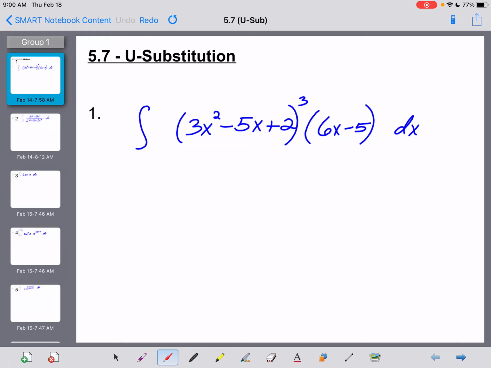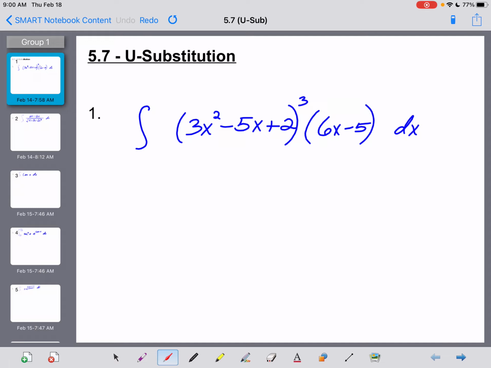We're looking at an indefinite integral of a trinomial, 3x squared minus 5x plus 2, raised to a power. Haven't really seen that before. And then it gets multiplied by a binomial, 6x minus 5, all taken with respect to x. This is considerably more difficult than anything we've done up until this point.